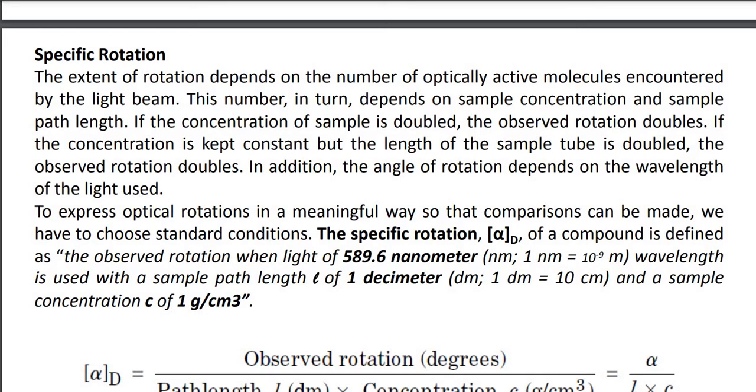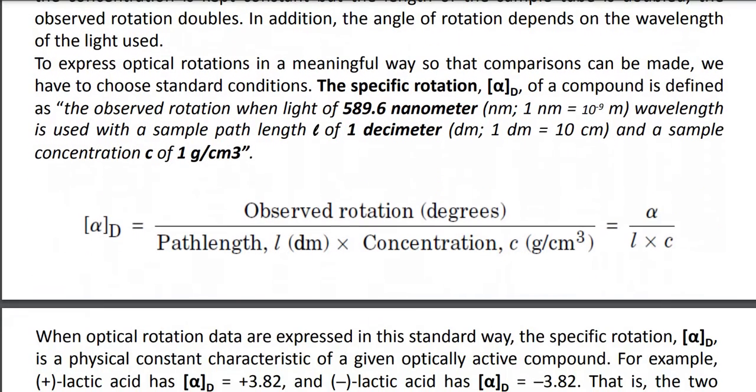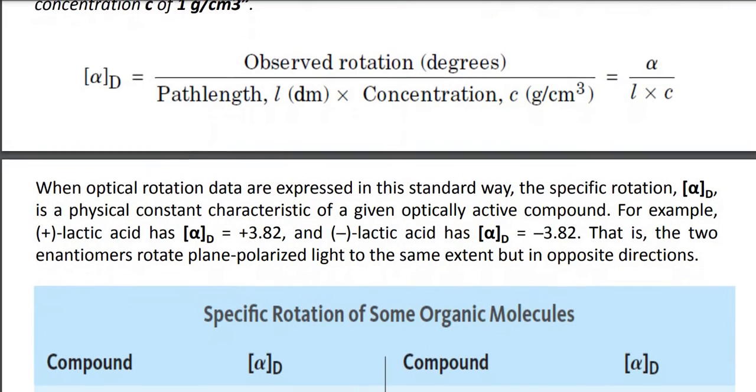To express optical rotation in a meaningful way so that comparisons can be made, we have to choose standard conditions. The specific rotation alpha D of a compound is defined as the observed rotation when light of 589.6 nanometer wavelength is used, 1 nanometer being equal to 10 to the minus 9 meter, with a sample path length L of 1 decimeter, 1 decimeter being equal to 10 centimeter, and a sample concentration C of 1 gram per cubic centimeter. So you can see the observed rotation in degrees, path length in decimeters, and concentration: alpha divided by L times C.